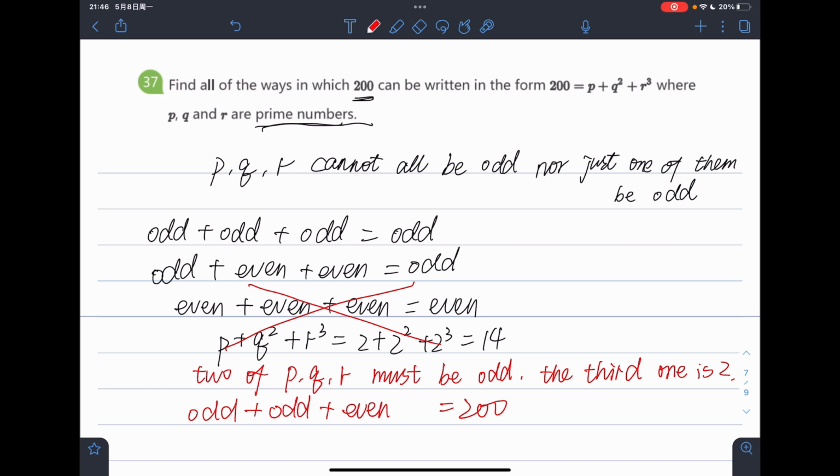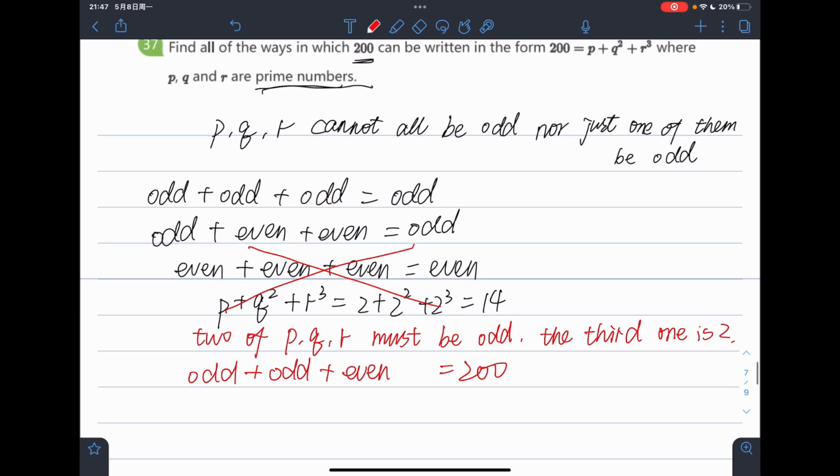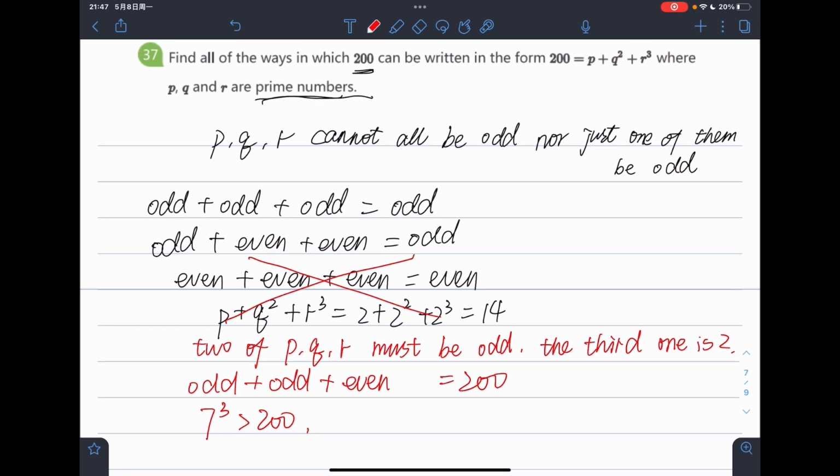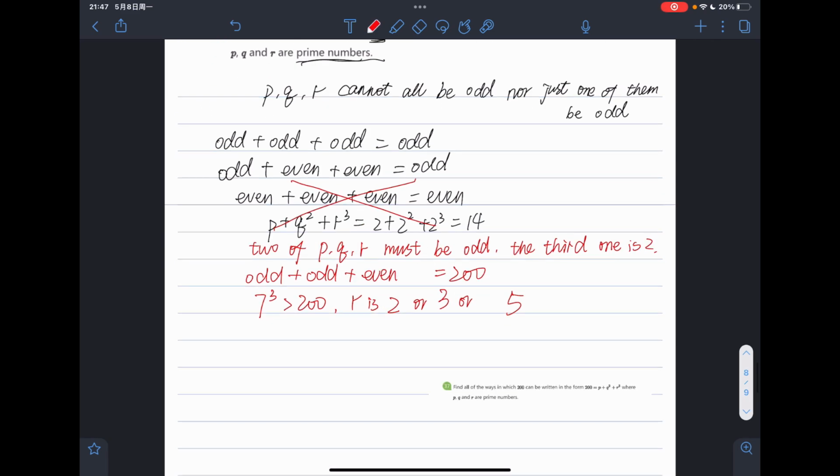To reduce the possibilities, it is best to start with the cube term. Because 7 cubed is more than 200, the possibilities for r are 2 or 3 or 5, because 4 is not prime, right? So the possibility for r is 2 or 3 or 5. So let's verify it one by one.